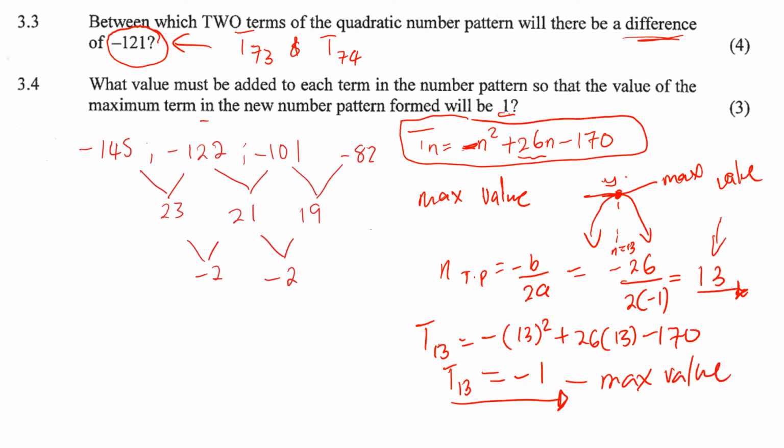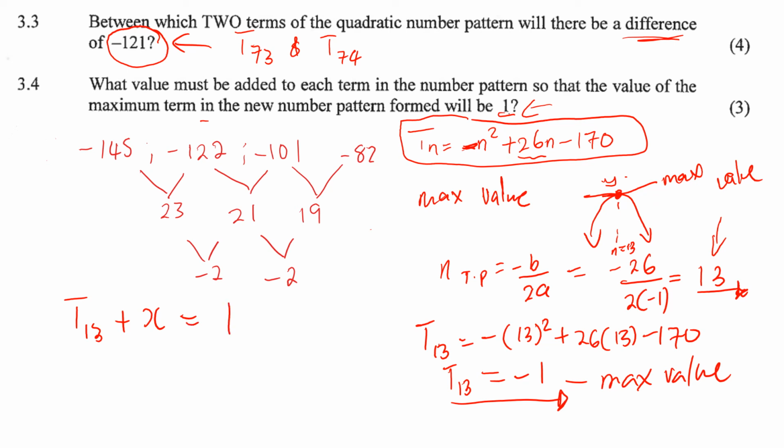So let's go back to the question. What value must be added to each term in the number pattern so that the value of the maximum term in the new pattern formed will be 1, right? So basically you are going to your maximum value and check what value can we add here, right? So that the new maximum value that can be formed can be what? Can be 1, right? What can we add on t13? So we are saying t13 plus a certain x. We want to know what can we add, right? So we'll just let it to be x, so that our answer will be equals to what?